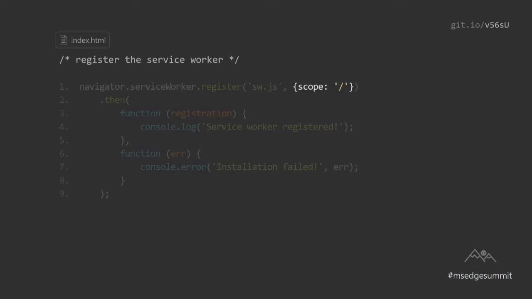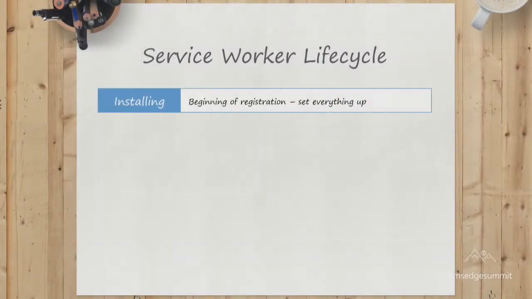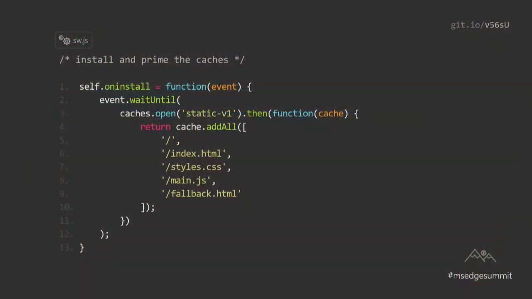Again, it's promise-based, so once that service worker registration is done, we're able to capture that and let the user know. And of course, if it fails, we can handle that as well. So to start with, the first step of the service worker is actually installing it. We're going to get everything ready and set up. And to do that, we're going to, in the service worker, install and prime the caches.